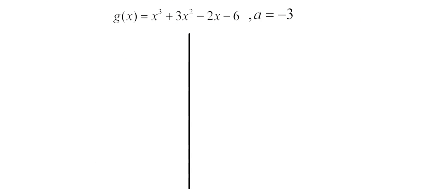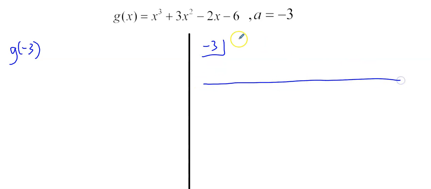Okay, let's try one this way. You might want to do it off to the side. Just do g of -3 over here the old-fashioned way. But I'm going to do it this way. I'm going to put -3 here. I think this is more foolproof. I think it's easier. 1, 3, -2, -6. Just do your stuff. So -3, 0, 0, -2, +6.